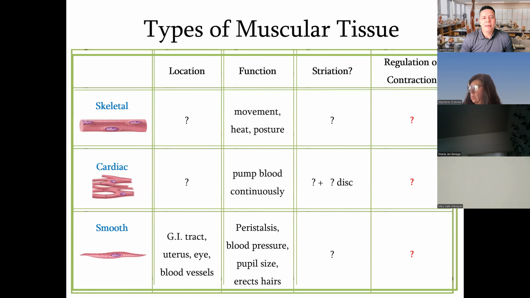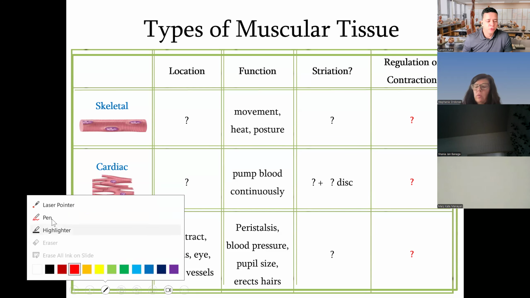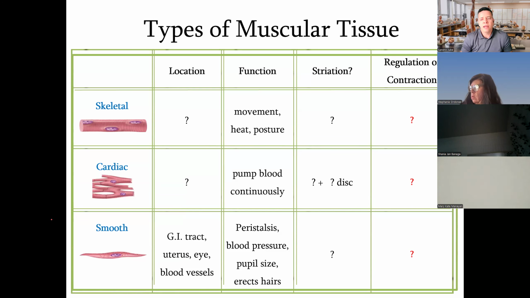So again, let's recap the different types of muscular tissue that we have, their location, the function, do they have striations, or how are they involved with the contraction? So we know that we have skeletal, we have cardiac, and we have smooth muscle. Where do we find each one of them? The skeletal is found attached to the bones, to the skeletal system. The cardiac is going to make the walls of our hearts. And the smooth muscle is found in several different places.